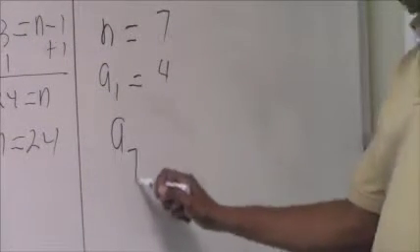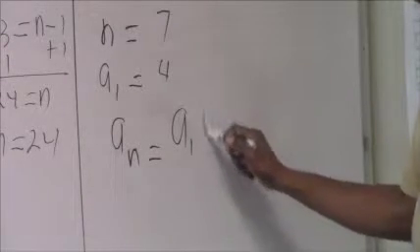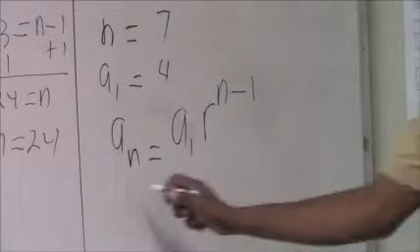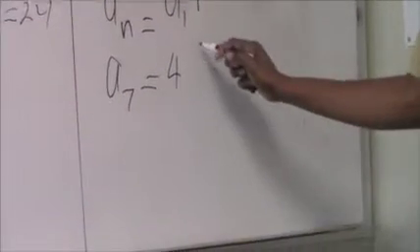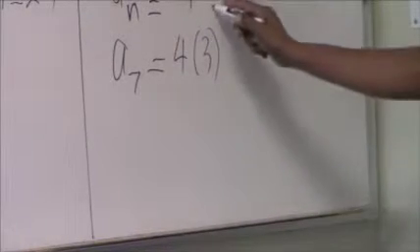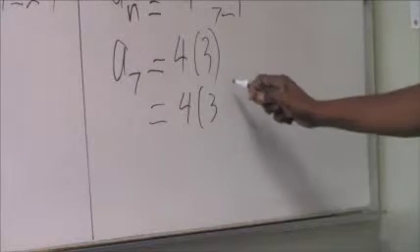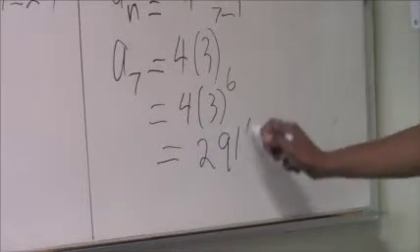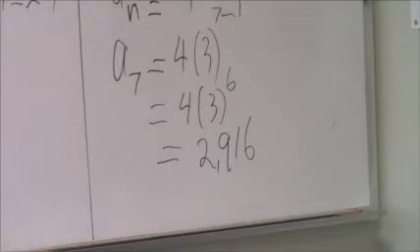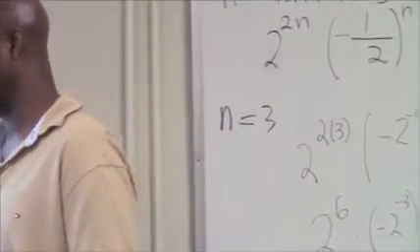So I'll do A7. Let me just write the general rule: AN is equal to A1 times R to the N minus 1. Now let's substitute. A7 equals A1, which is 4. The common ratio here is 3. My N is 7, so 7 minus 1. So I'll have 4 times 3 to the power of 6, and if I do this calculation, I'm going to get 2916. So the 7th term will be 2916. Basically, this ends our section on finding the term of a sequence.